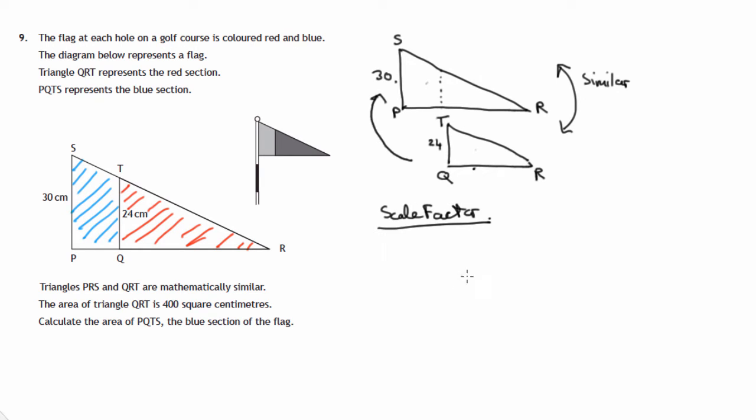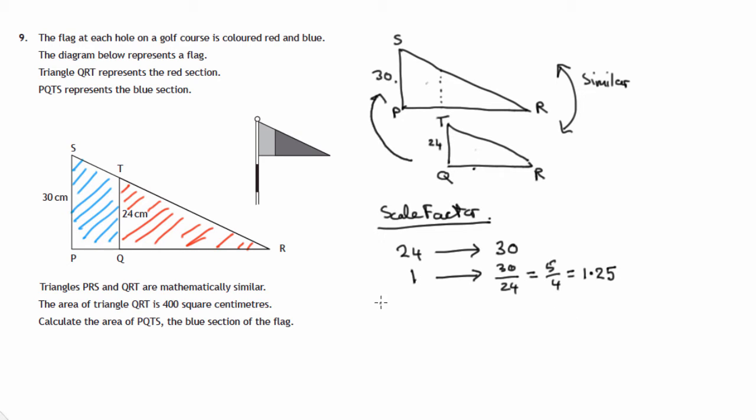Now we know that a length of 24 on the small triangle ends up as a length of 30 on the large triangle. A length of 1 on the small triangle would end up as, well, that's a 24th. We divide both sides by 24. That's 30 over 24. Let's cancel out by 6. We get 5 over 4, or we could do this in calculator. But 5 quarters, 1 1/4, 1.25.